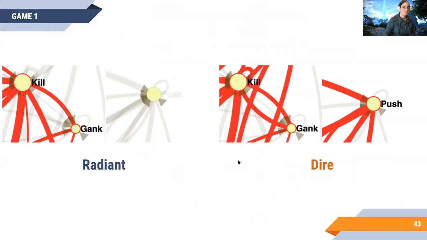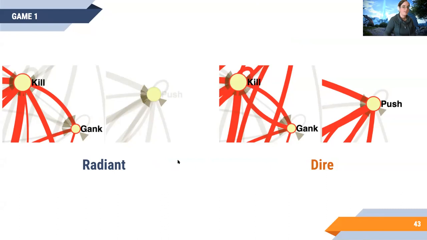So the Radiant hero was never labeled as being part of a push, and he also never transitioned from a gank to a kill. I know there is a line here, but I assure you it's going in the other direction. And these indicate more defensive or disadvantaged gameplay, given that if you've fallen behind, you probably will not take risks, such as pushing into enemy territory or risking your own life by trying to guarantee a kill.